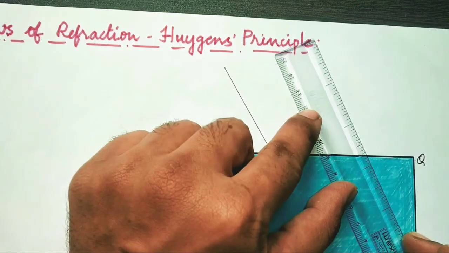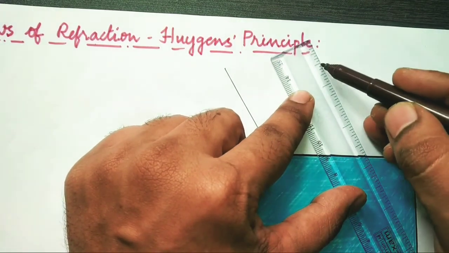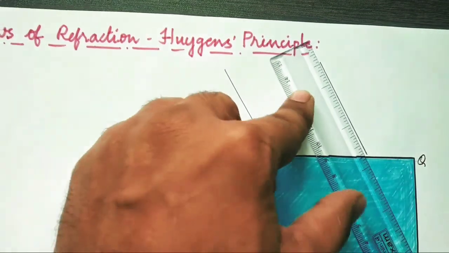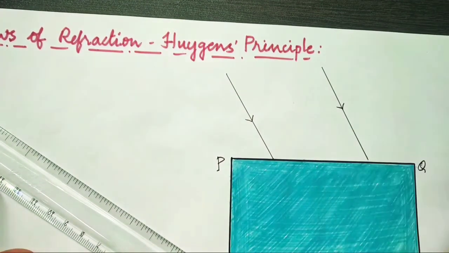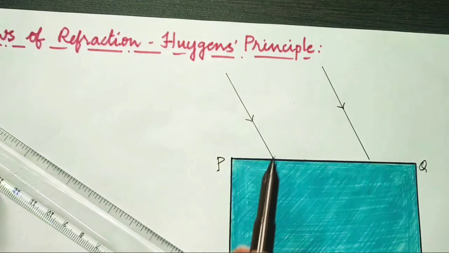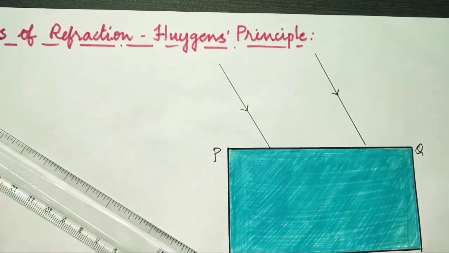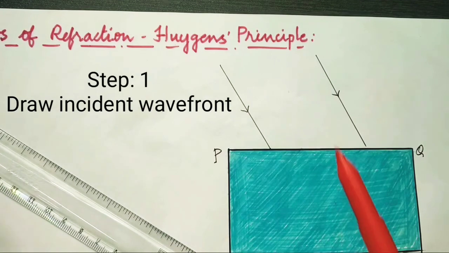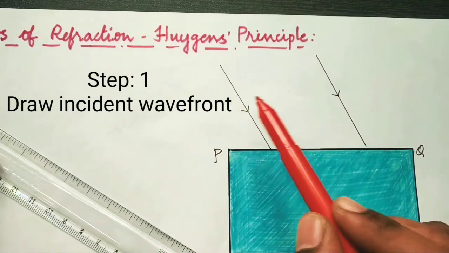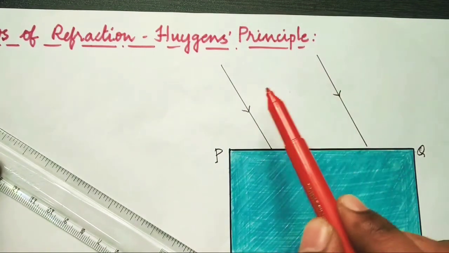Now let us say two parallel rays are traveling from the rarer to the denser medium and touching the interface. These are the two incident rays. We are proving using Huygens principle. Our first step is drawing the wavefront. We know how to draw a wavefront. Please make sure you watch the previous video on how to draw a wavefront.